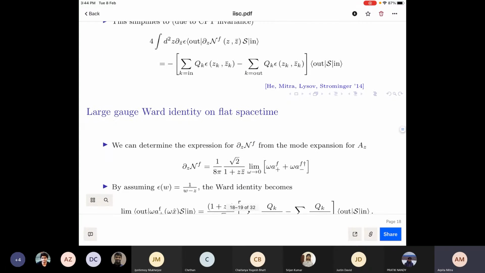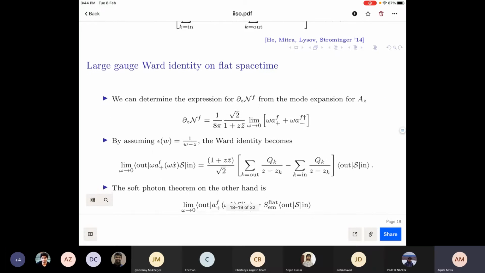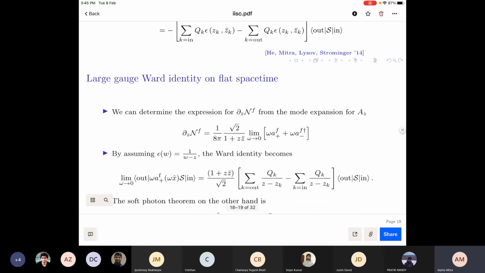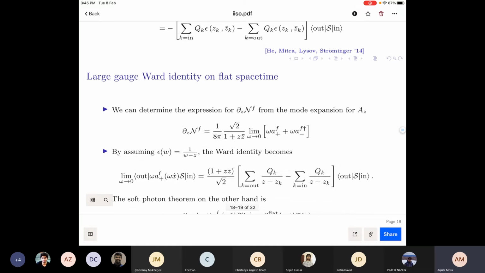So now to establish the connection with the soft theorem, first we will write the expression of the soft photon mode ∂_z N_f from the mode expansion for A_z. Here the a+ and a- are the creation and annihilation operators. And if we assume the expression for the gauge parameter epsilon as 1/(w-z), we can see the Ward identity will take the following expression.